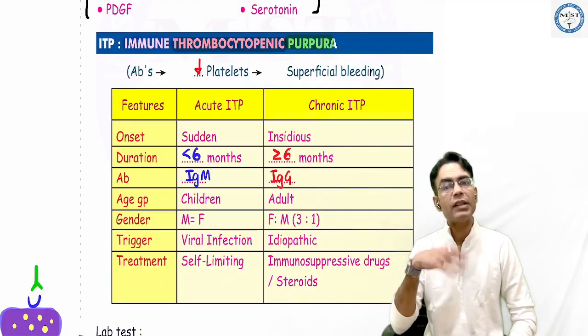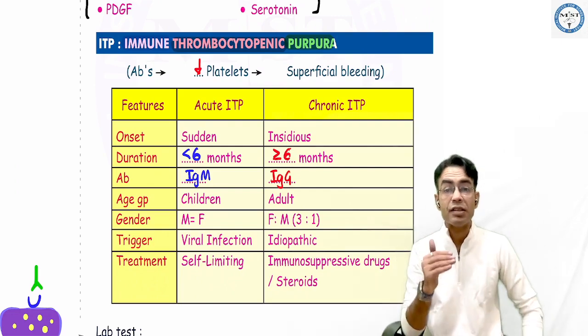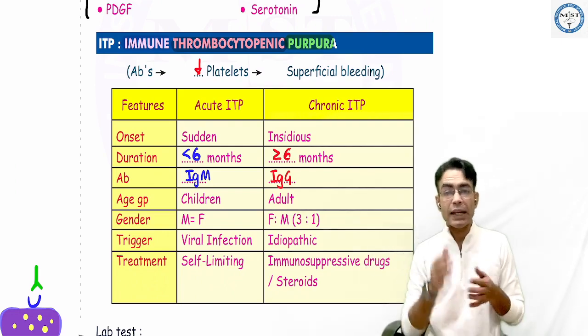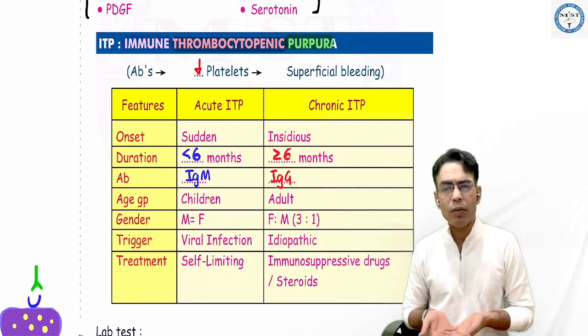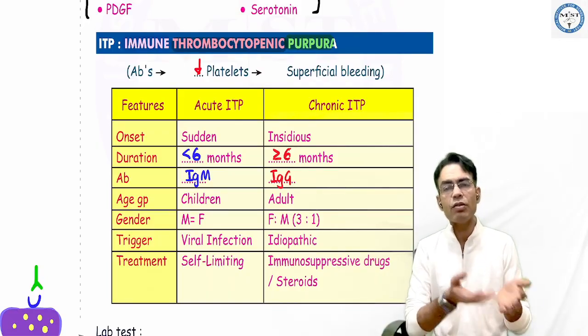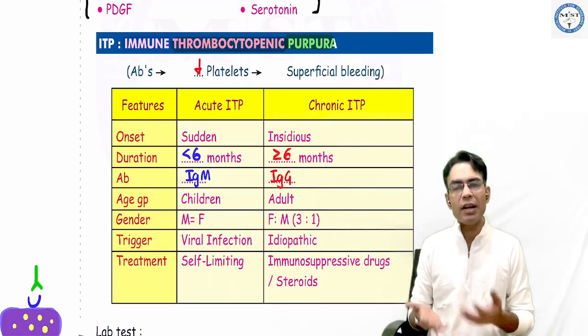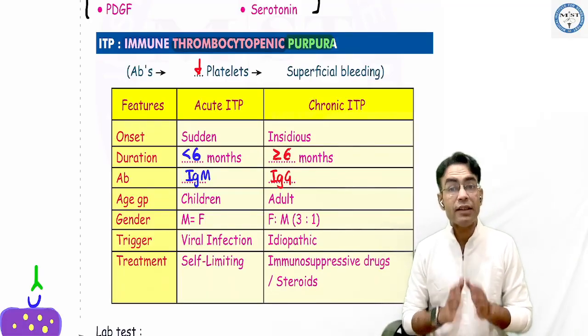Then your ITP, now it's platelet quantity problem now. Antibodies killing the platelet. It can be acute, it can be chronic. It's a blood-related problem, hypersensitivity, so type 2 hypersensitivity. Acute IgM antibody, chronic IgG antibody, less than 6 months acute, more than 6 months chronic. Acute ITP is generally seen in children, so the outcome is good. Apne aap hi theek ho jaati hai. Chronic ITP seen in adults, outcome is not very good and it needs steroids.